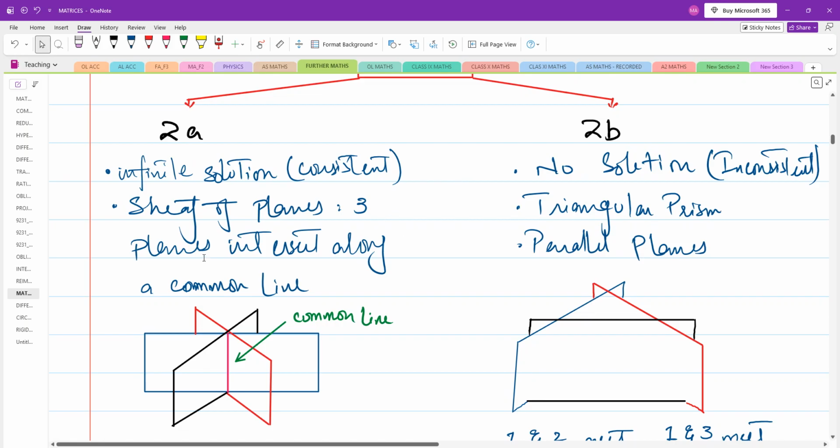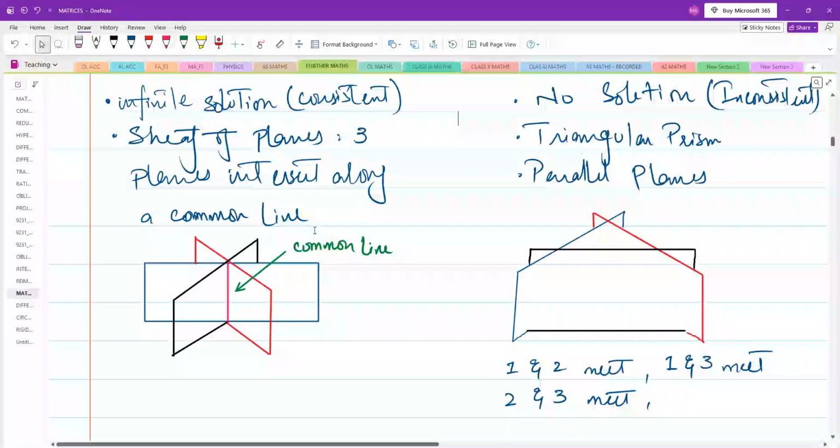Now, how do the three planes meet? In geometric terms it is known as a sheaf of planes, meaning three planes intersect along a common line. This is the best image I could come up with to represent what it means. You can see that this plane is straightened up like this. This is crossing the blue plane, and this is crossing the black plane, and the blue, red and black planes are meeting at this line. This is the line where they're meeting, and this line is inside this blue plane.